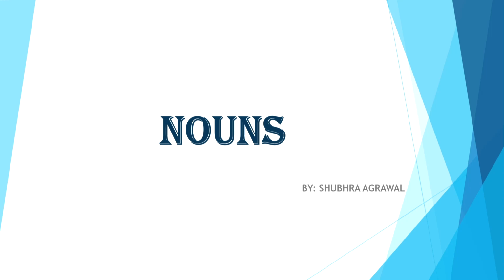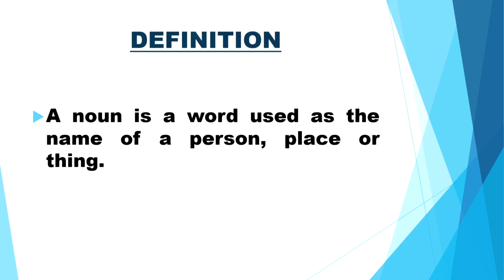Those are nouns, pronouns, verbs, adverbs, adjectives, prepositions, interjections and conjunctions. So we will study all the main parts of speech in great detail. Our topic for today is nouns. Now, what is a noun? A noun is a word used as the name of a person, place or thing. So a noun is basically a word which names a person, place, animal, quality, feeling or anything we can think of.